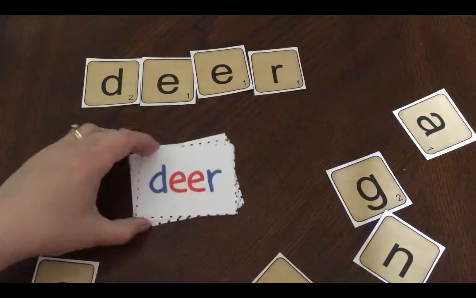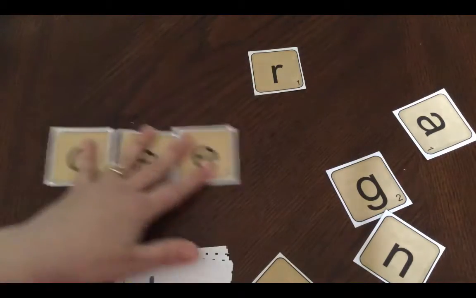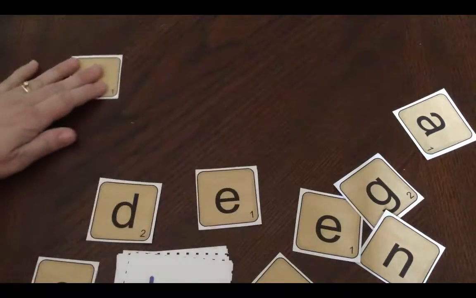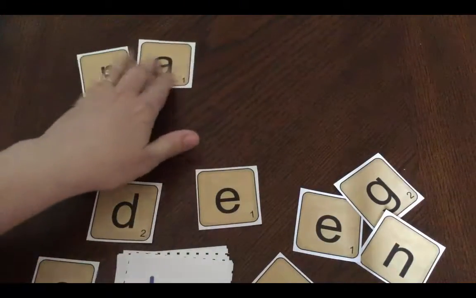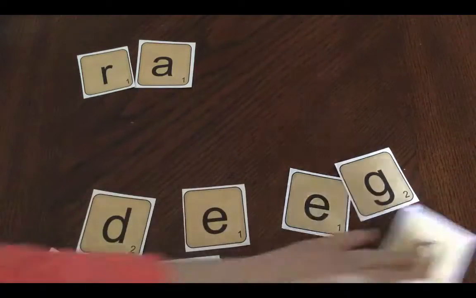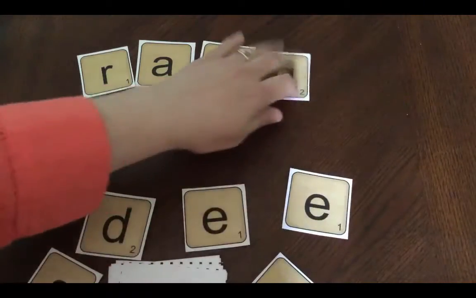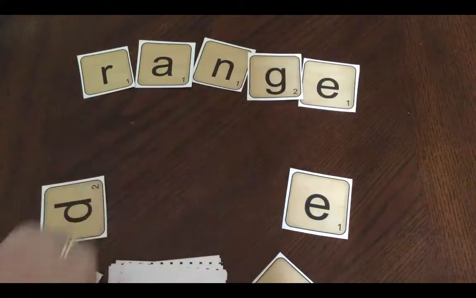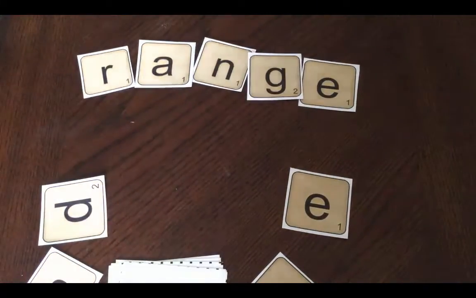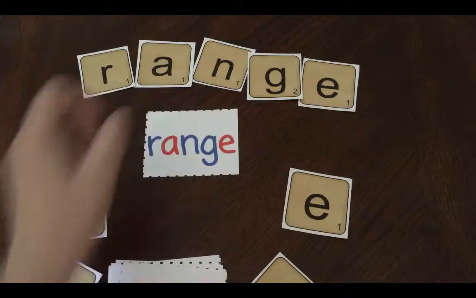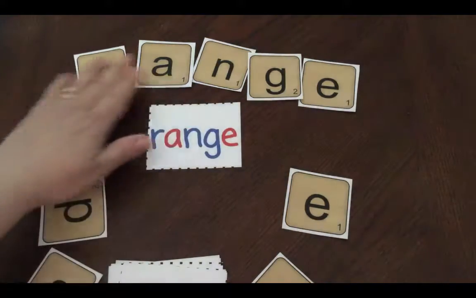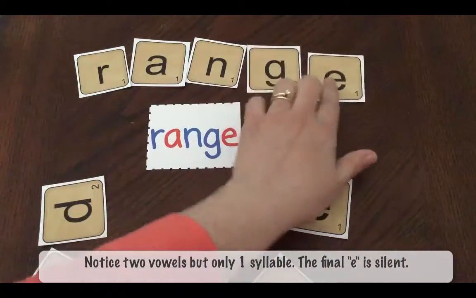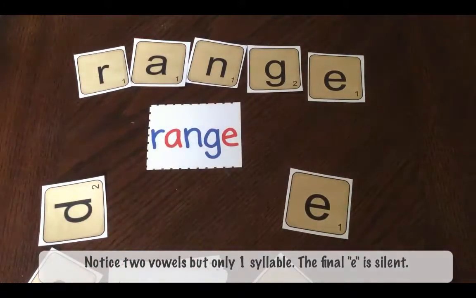If you need to pause to catch up, that's fine. We're going to build a new word now. We have deer and antelope that might play home on the range. R-A-N-G-E, range. That A-N-G-E then is an interesting spelling, the G being silent at the end.